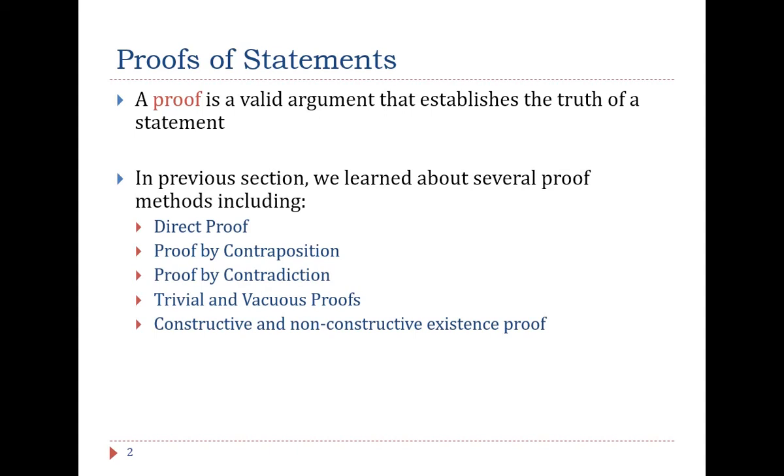So a summary of what we said so far is as follows. We can use direct proofs, proof by contraposition, not Q implies not P, proof by contradiction, P and not Q, and we lead to a contradiction. There are some trivial and vacuous proofs, but they are usually not that important. And we can use constructive or non-constructive existence proof.